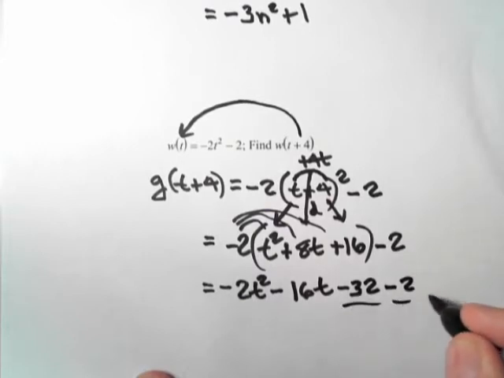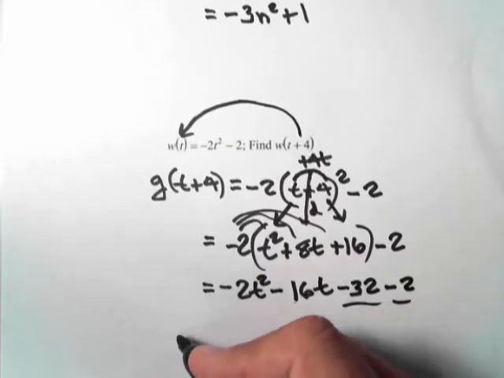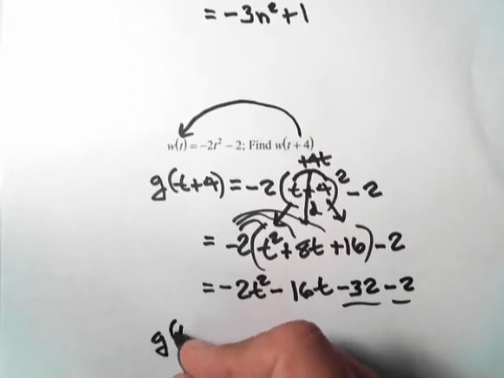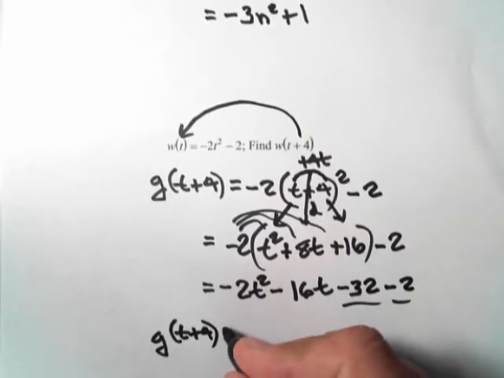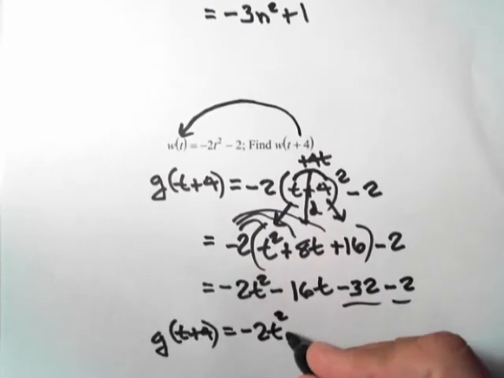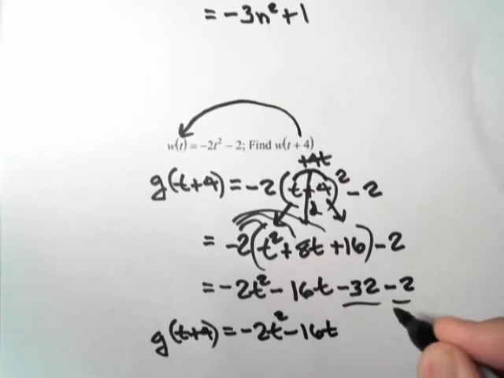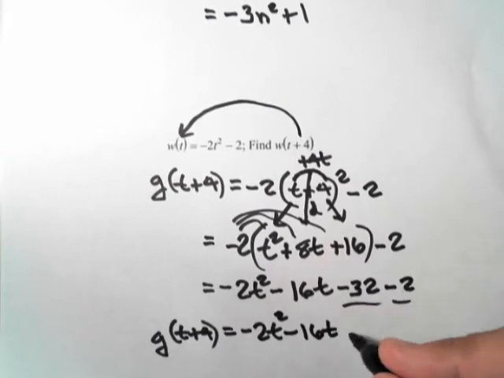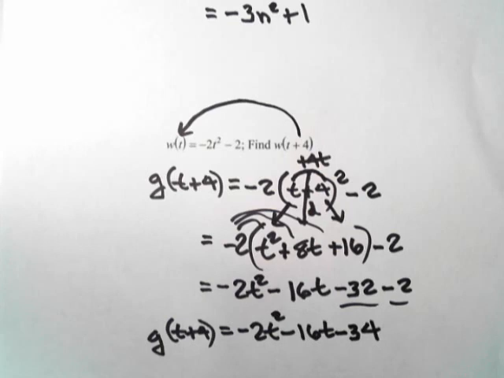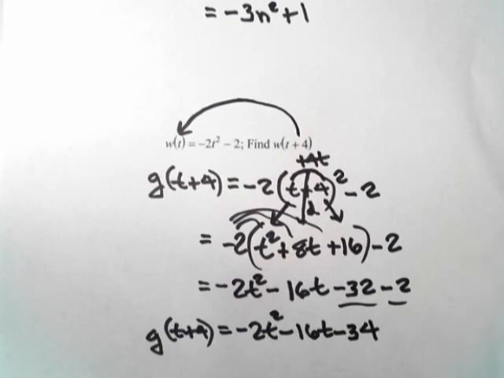Well, these are like terms here, so we got to combine these. So I end up saying down here, g of t plus 4 equals negative 2t squared minus 16t, and then negative 32 minus 2 more, negative 34. Okay, so there we are. Well, again, this function notation is a nice shorthand, and it's just substitution. Okay, and once you get the hang of this, it'll go real quick for you.